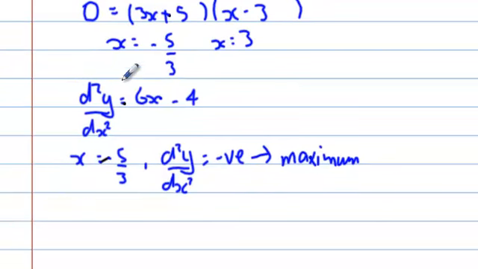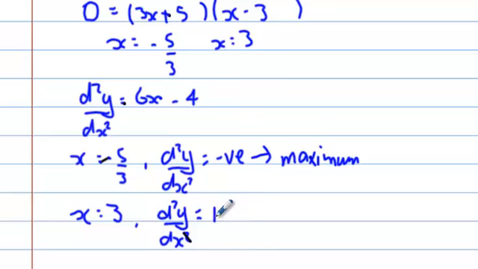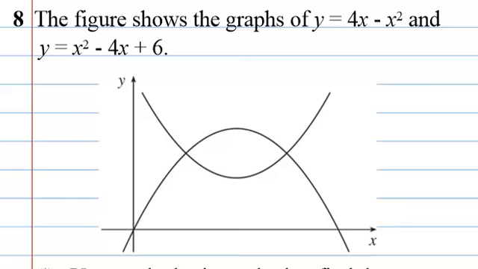If we now evaluate that with x is 3, d2y by dx squared will be 6 times 3 is 18 minus 4 is 14. That's a positive result. So that means the gradient is constantly increasing, and that can only happen at a point that is a minimum. So we've shown that x equals 3 is the minimum, and we've got evidence that we know it is the minimum. Question 8.